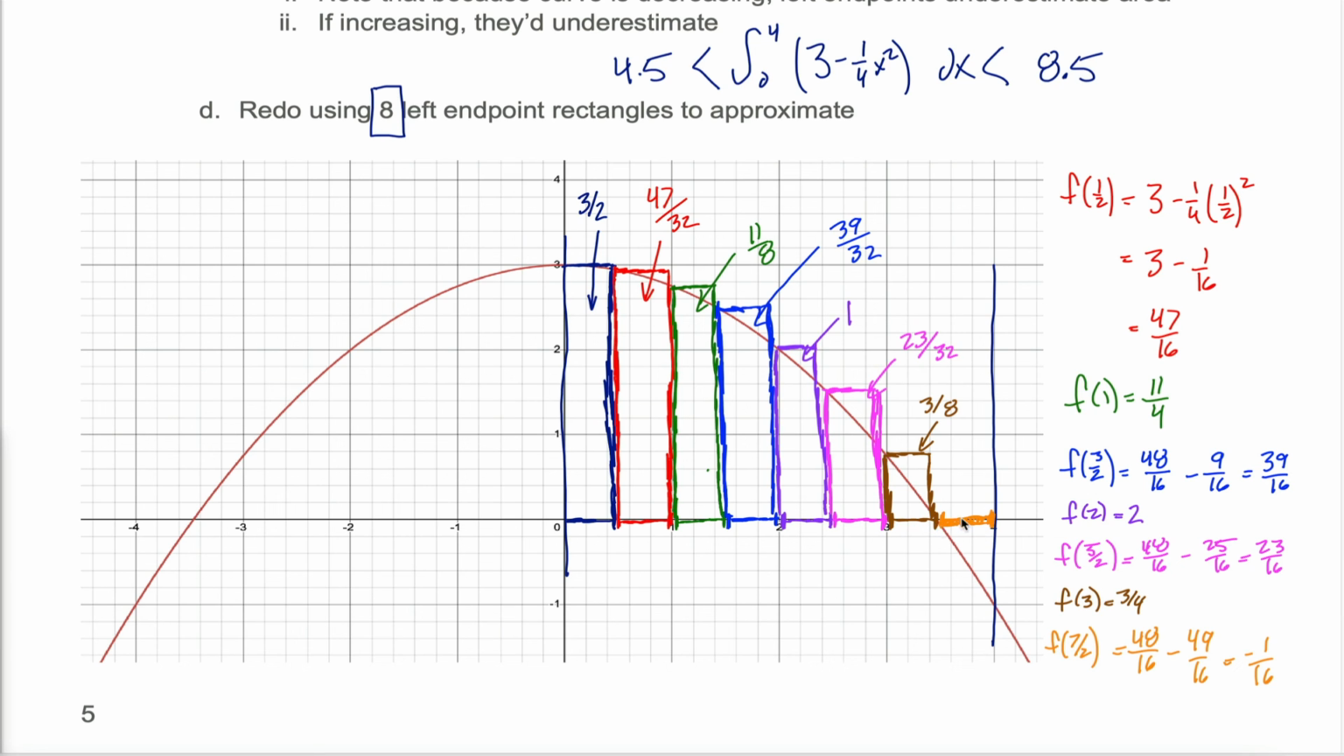So the height of this last rectangle is negative 1/16, and therefore the area of this last rectangle is negative 1/32, if you allow me to talk about negative areas, because we're below the x-axis.